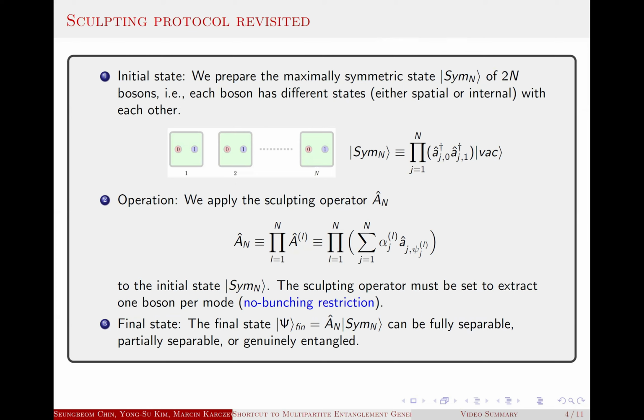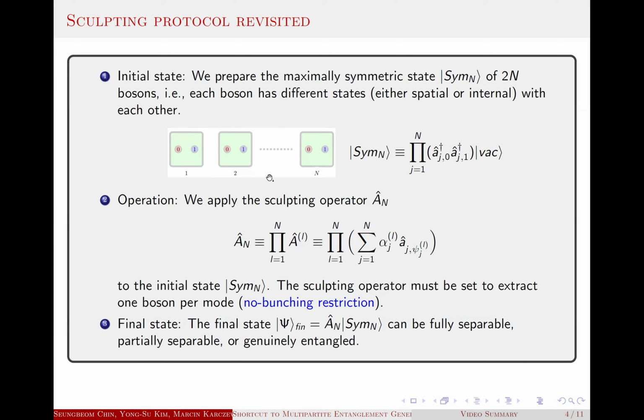It consists of 3 steps: initial state preparation, operation with sculpting operators, which result in the final state. For the initial state, we prepare a 2n boson state in n modes. Each boson has different states, either spatial or internal, with each other. So as you see in this figure, each mode has 2 bosons and they have an orthogonal internal state with each other.